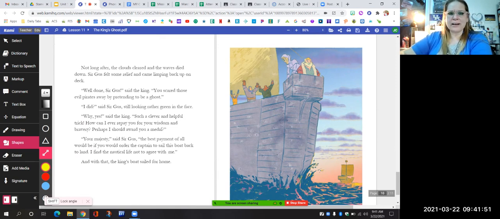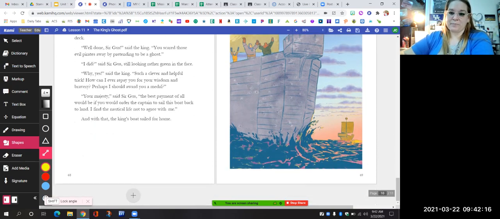"Such a clever and helpful trick. How can I ever repay you for your wisdom and bravery? Perhaps I should award you a medal." "Your Majesty," said Sir Gus, "the best payment of all would be if you would order the captain to sail this boat back to land. I find the nautical life does not agree with me." And with that, the king's boat sailed for home.